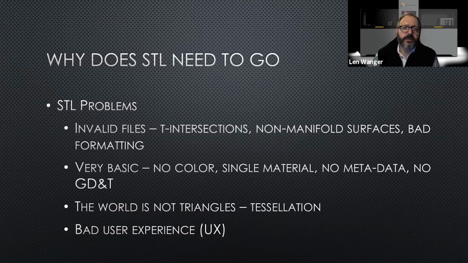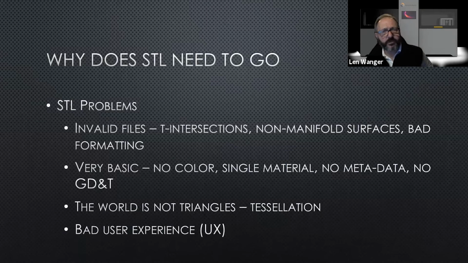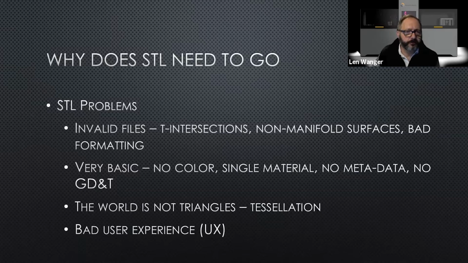No GD&T. For folks who aren't familiar with GD&T, this would be the dimensioning and tolerancing information that you have on a standard technical drawing, which gives a lot of hints for where you need to be careful and what types of tolerances you need to hold. A lot of information that can be very important for running your process. And the world is not made of triangles. If you tessellate a nice curve down to triangles, your sphere becomes a soccer ball. And finally, it's a really lousy user experience here.